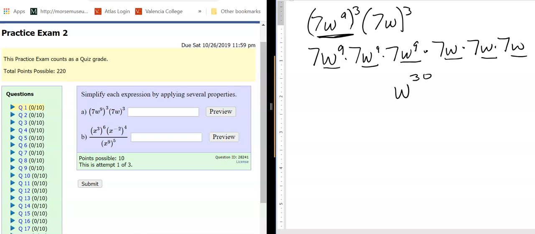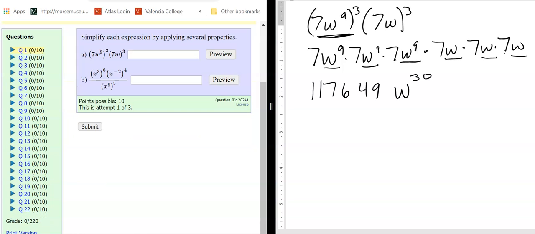And then I would use my calculator to see 7 to the 6th power, or you could multiply that out, and you will get 117,649. And then you'll have w to the 30th power. So that is your answer for A.